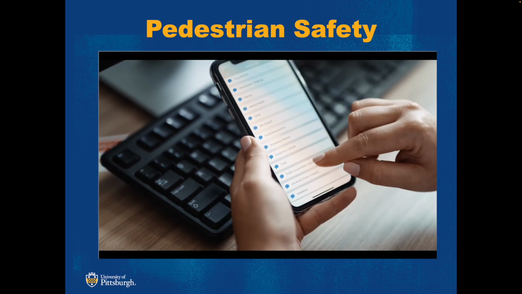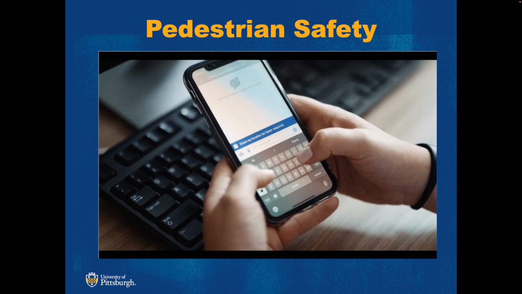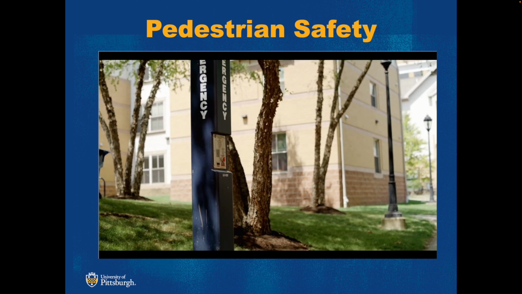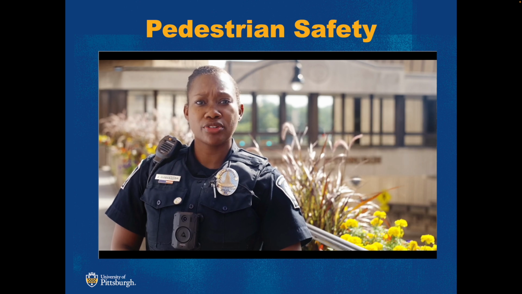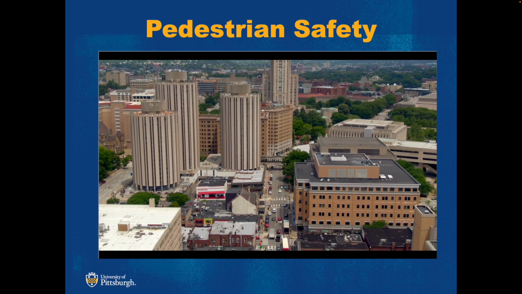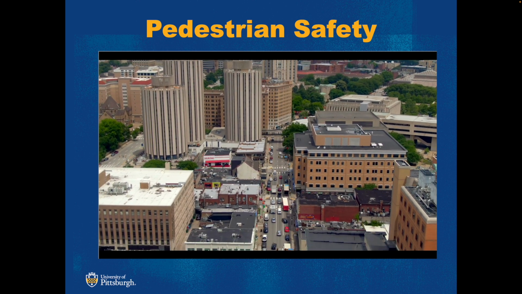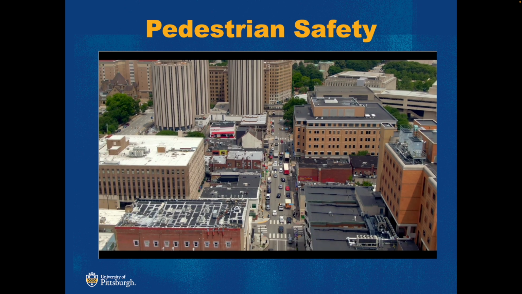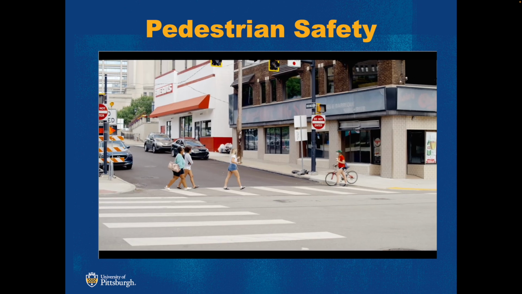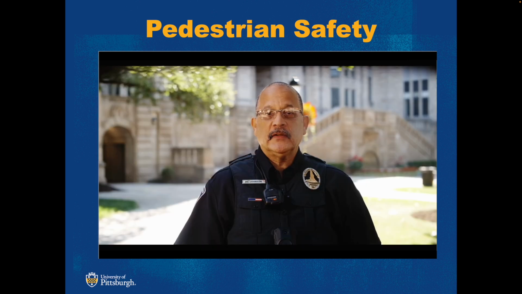The university also has blue lights on campus for use in an emergency situation. The blue light will connect you to a Pitt Police dispatcher, and officers will respond to the area of concern. In a densely populated area such as Oakland, everyone has a responsibility to follow the rules of the road. By bicyclists, motorists, and pedestrians following traffic laws, we can greatly reduce accidents and prevent serious injuries. Be smart, be safe.